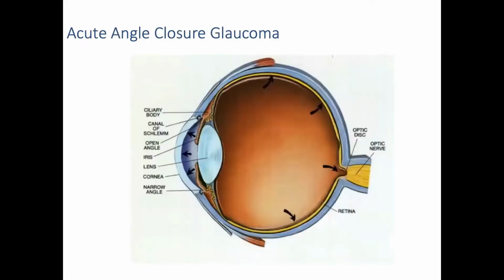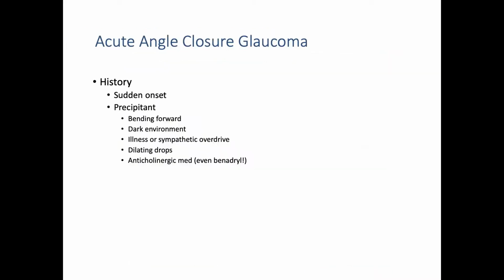Again, this is just anatomy. So the history is a sudden onset. It's sometimes precipitated by bending forward, a dark environment, funnily enough, illness or sympathetic overdrive, dilating drops, and anticholinergic medication.